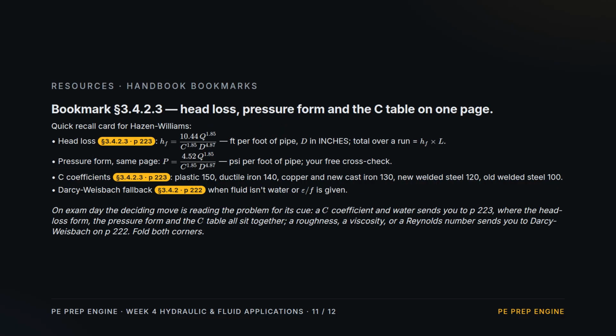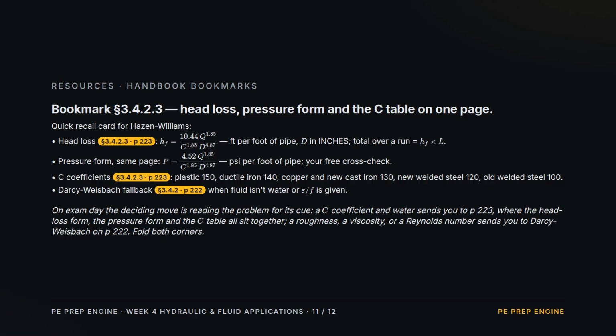Bookmark the one page that has it all. The head loss form in feet per foot of pipe, the pressure form in PSI per foot, and the C table. Multiply either by the run length. If the fluid isn't water, or they hand you a roughness or friction factor, fall back to Darcy-Weisbach, one page earlier.